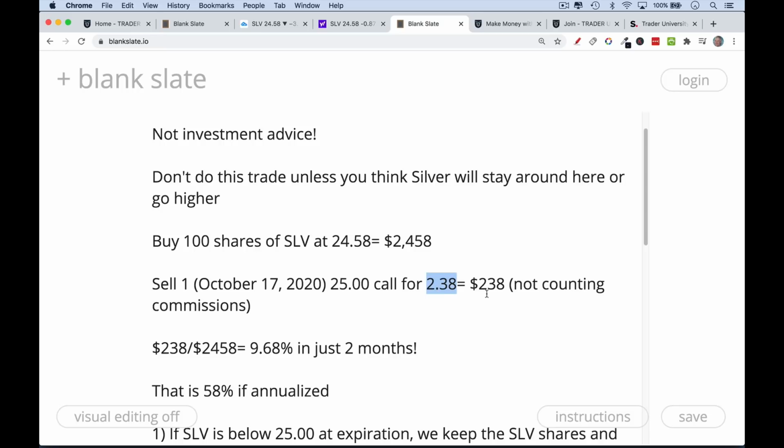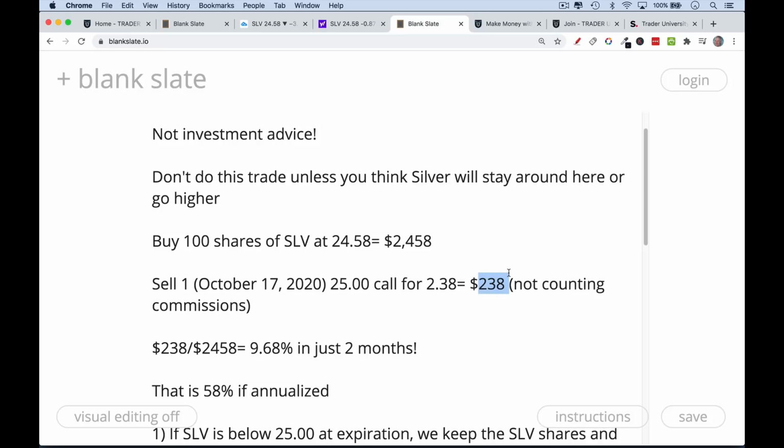And because each call option controls 100 shares, there's a multiplier involved. So if you want to discover how much premium you're going to collect, you just take the price that you sell the call option for, 2.38 times 100. And so we know that we will be collecting $238 in our account.